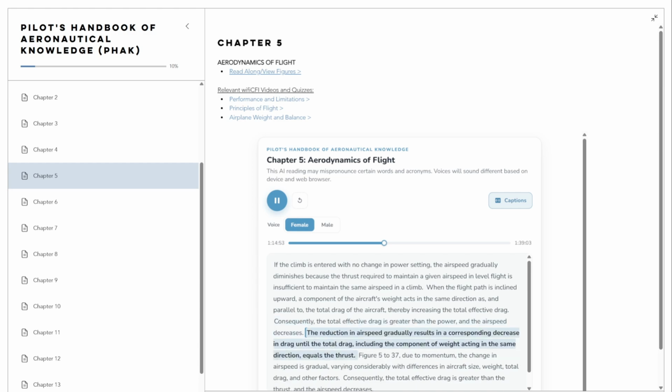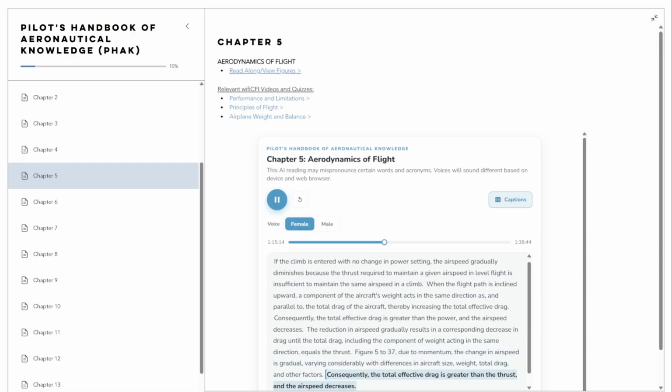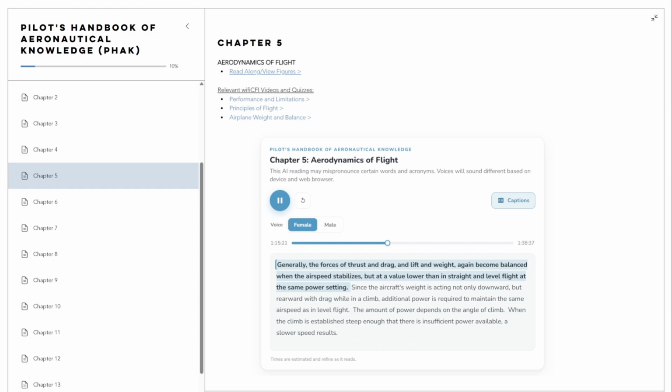The reduction in airspeed gradually results in a corresponding decrease in drag until the total drag, including the component of weight acting in the same direction, equals the thrust. Figure 5-37: due to momentum, the change in airspeed is gradual, varying considerably with differences in aircraft size, weight, total drag, and other factors. Generally, the forces of thrust and drag, and lift and weight, again become balanced when the airspeed stabilizes, but at a value lower than in straight and level flight at the same power setting.